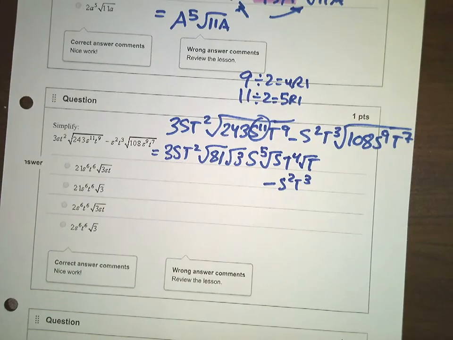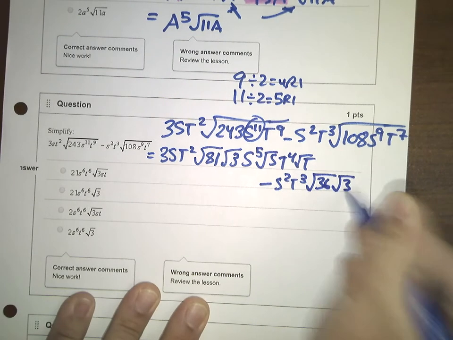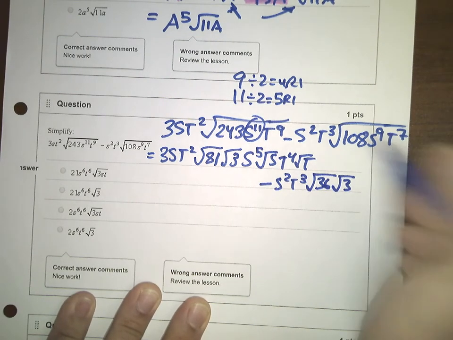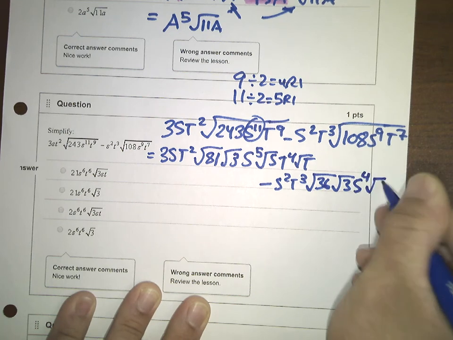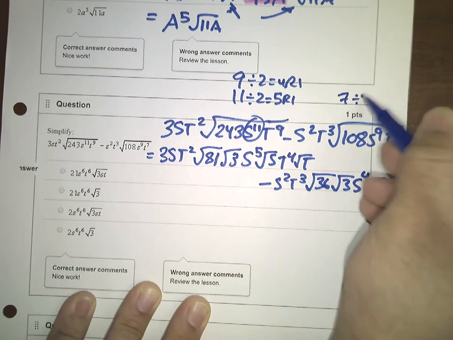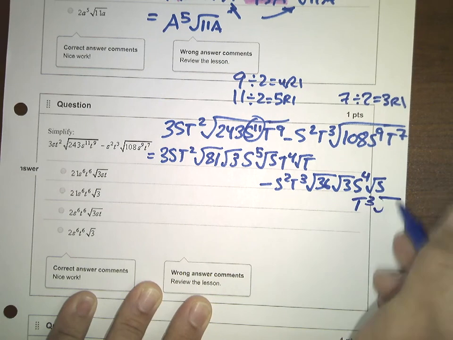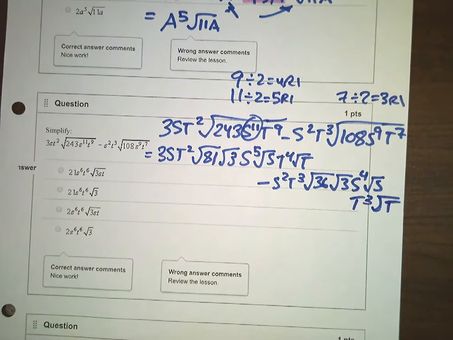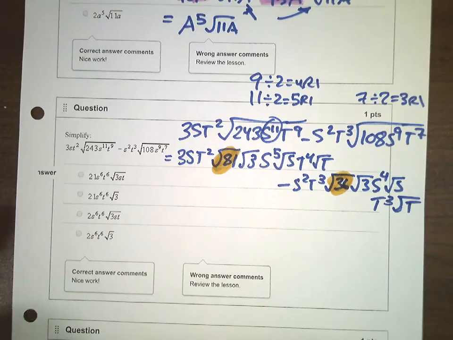108 will give us the square root of 108 will be square root of 36 times the square root of 3. Then we have s to the 9th, so that will be s to the 4th square root of s, and then for t to the 7th, since 7 divided by 2 is 3 with the remainder of 1, we have t to the 3rd square root of t. Now I will go ahead and simplify the square roots that I can. So I have square root of 81 is 9, and square root of 36 is going to be 6.